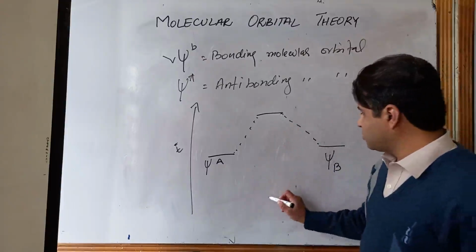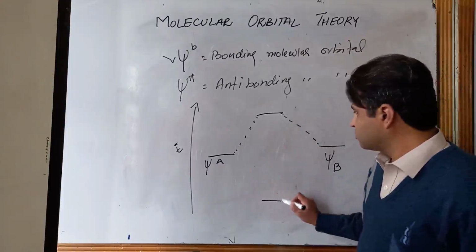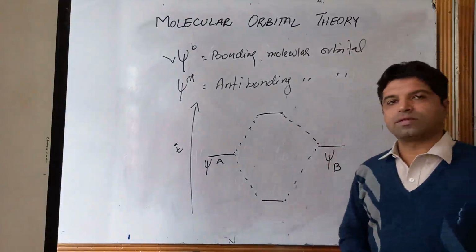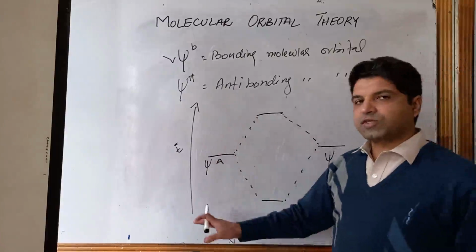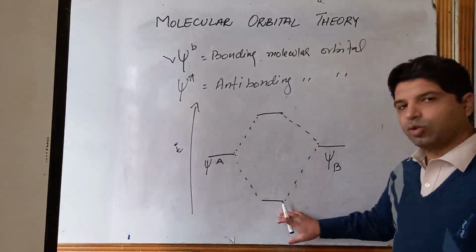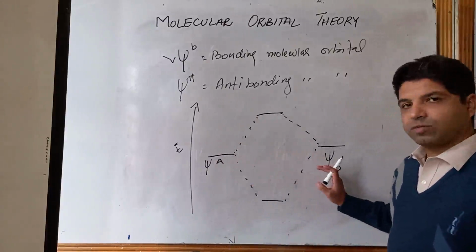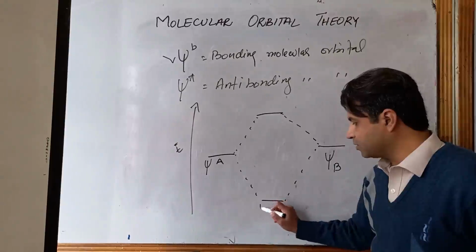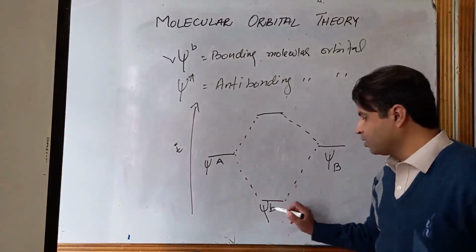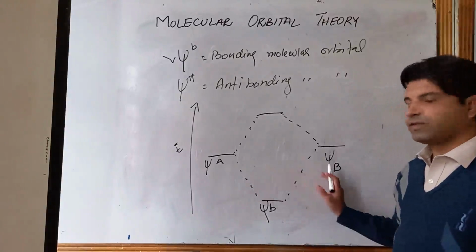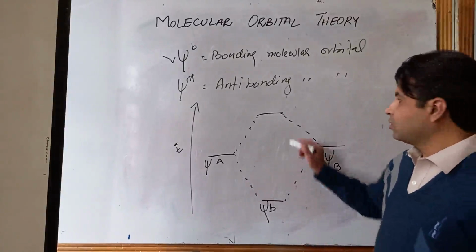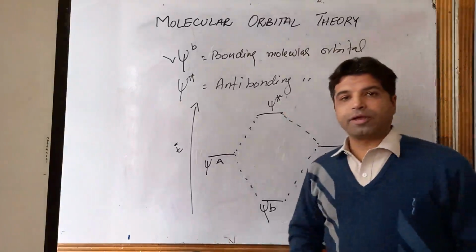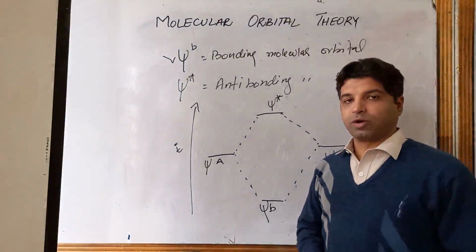We have this orbital, and then we have this orbital. So you can see on this energy scale that this orbital has a lower energy than either of the atomic orbitals as well as this orbital. This obviously is the bonding molecular orbital of this molecule that is formed, and this is the antibonding molecular orbital of this molecule.